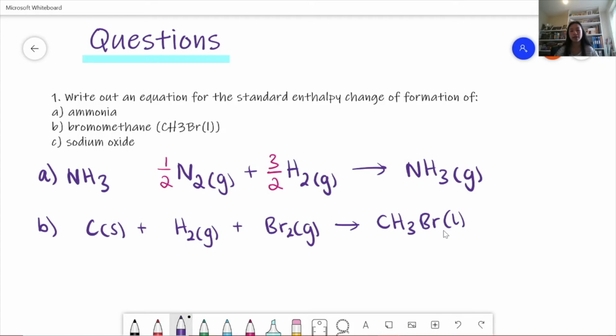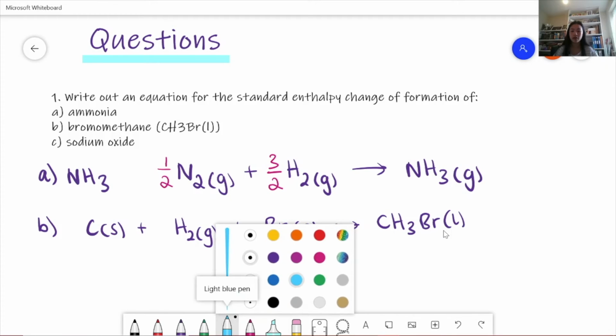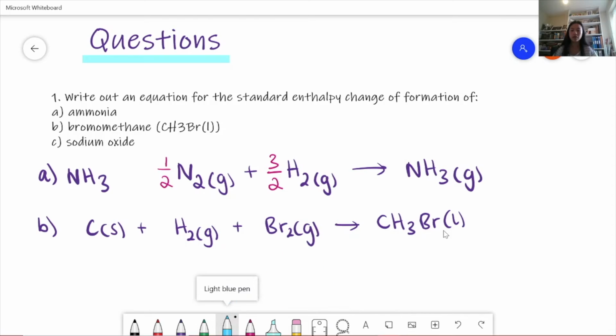And so now we balance the equation again. So we have 1 carbon and 1 carbon here, so that's fine. And then we look at the hydrogen, we've got 3 here and 2 here, so we must have 3 over 2 hydrogens. And then we have 1 bromine here, but 2 here, so we have half the bromine molecule.